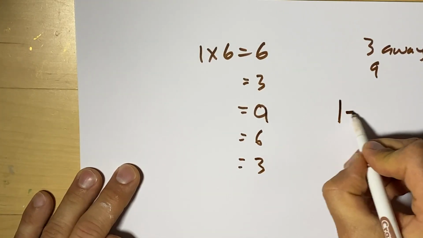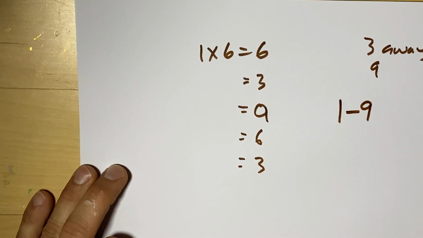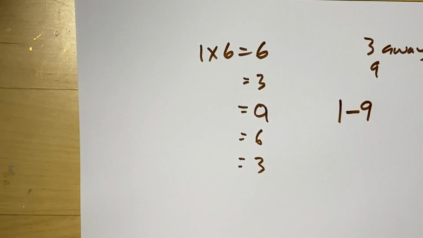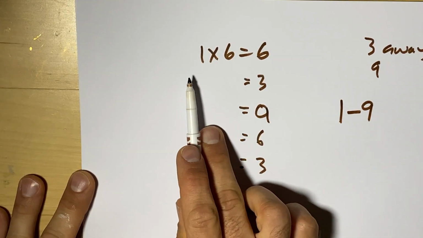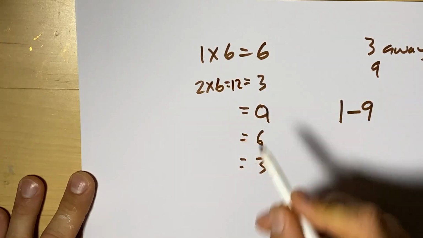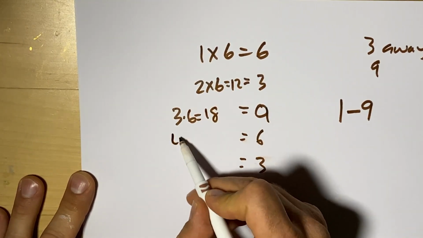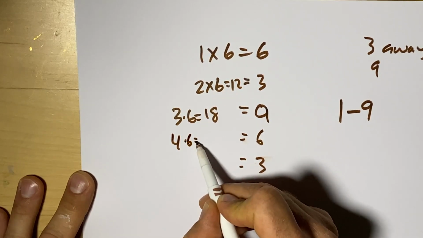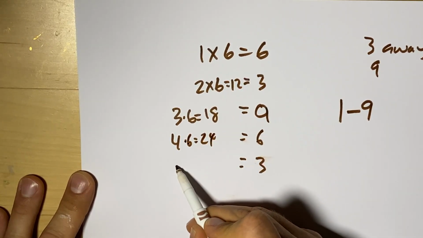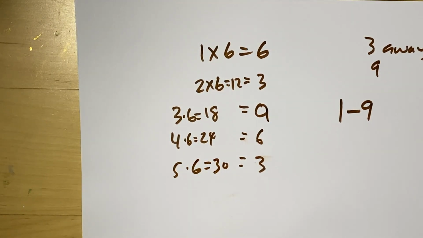So again, we're really only using 1 through 9 because any number other than 0 will never be reduced in the reduction method to 0. It's always going to be a digit between 1 and 9. So let's see. 2 times 6 is 12. 1 plus 2 is 3. 3 times 6 is 18. 1 plus 8 is 9. 4 times 6 is 24. 2 plus 4 is 6. 5 times 6 is 30. 3 plus 0 is 3.